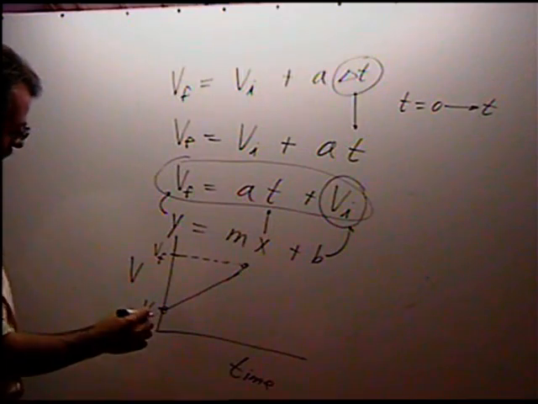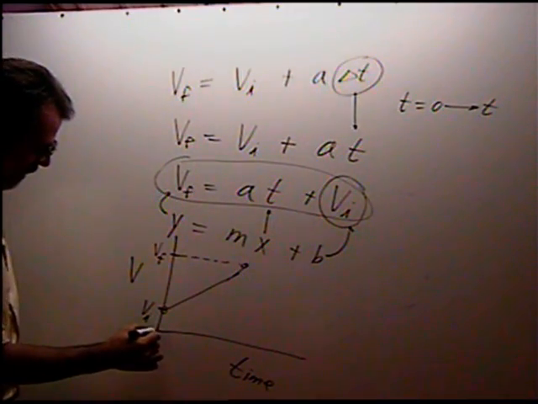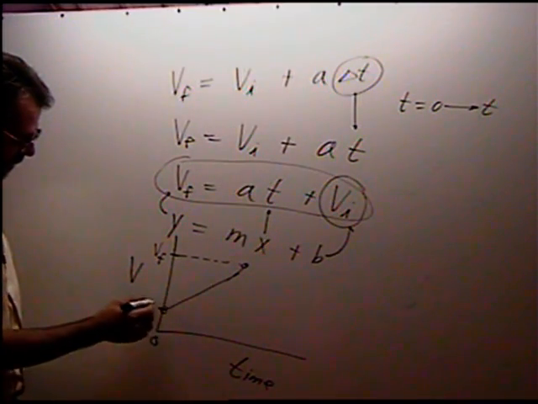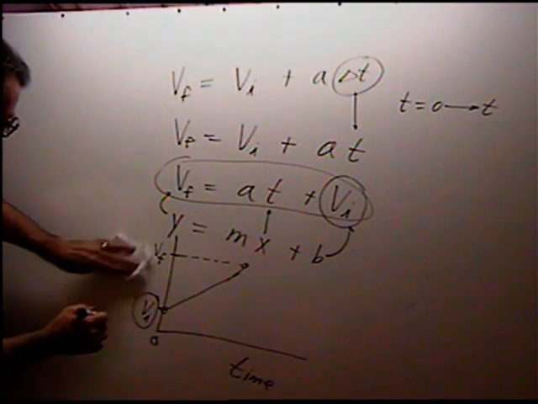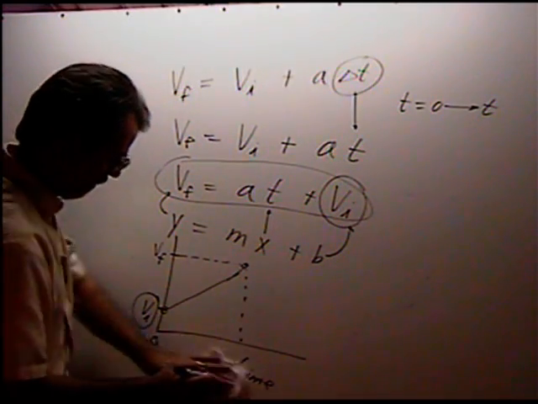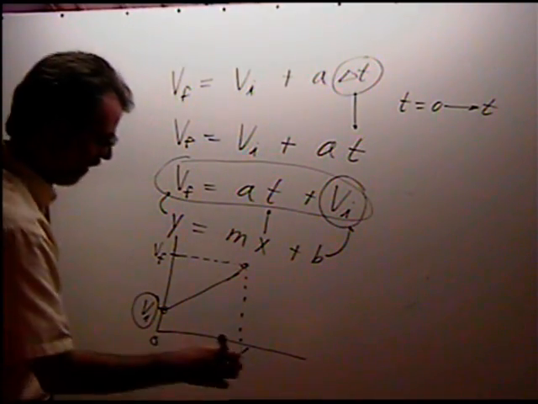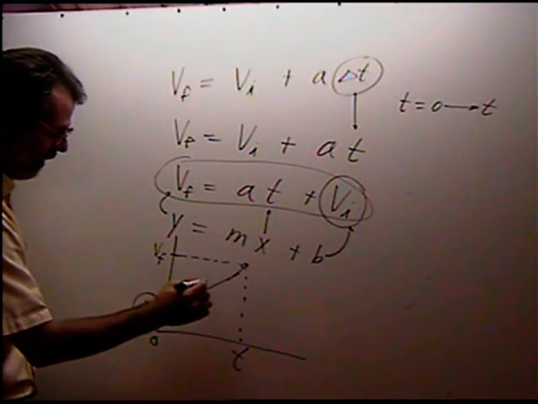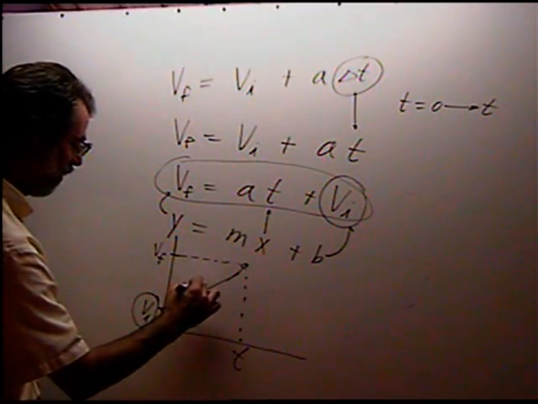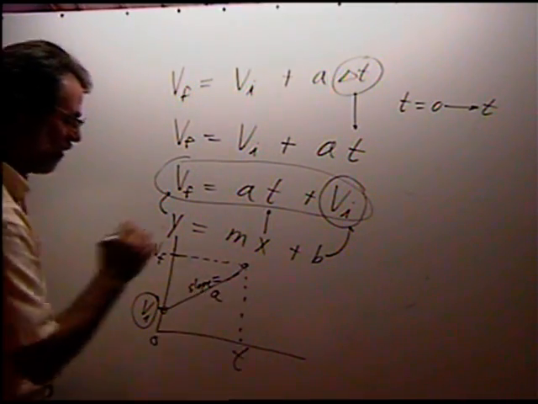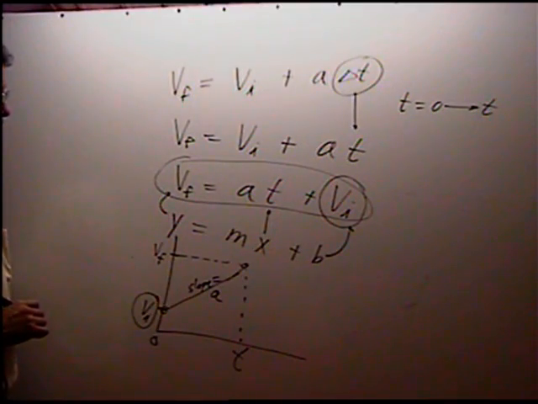So, at time equals 0, the velocity is equal to the initial velocity. At some later time, t here, the velocity is equal to the final velocity. And notice that the slope is equal to the acceleration. Okay?